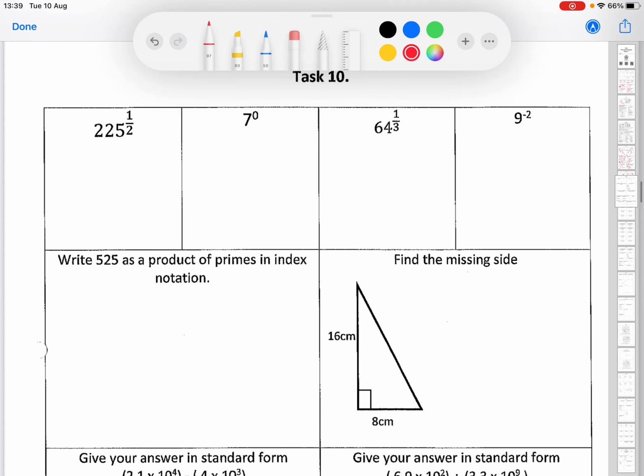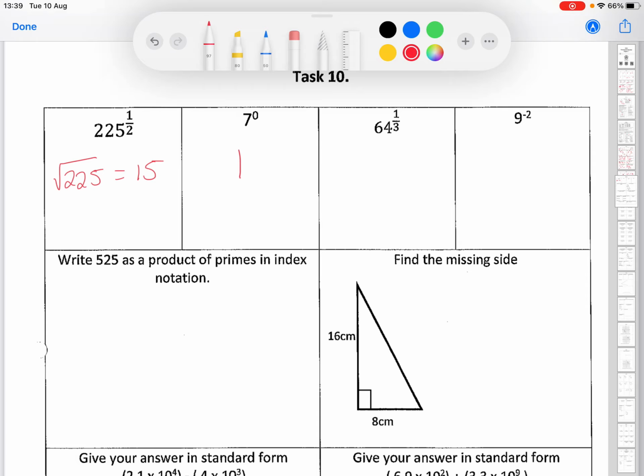Okay, task 10. Again, recapping all the skills in skill set 1, 2, and 3. So we've got 225 to the power of a half. Anything to the power of a half is just going to be the square root of it. So you need the square root of 225, which is 15. Anything to the power of 0, no matter what the number is, is 1.